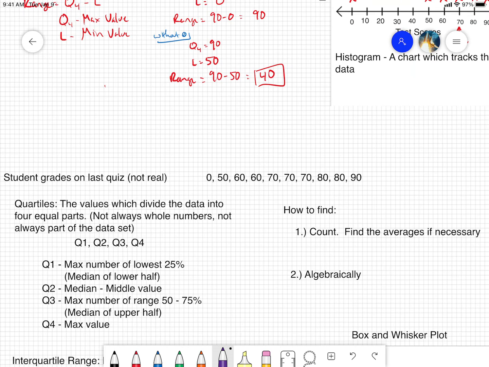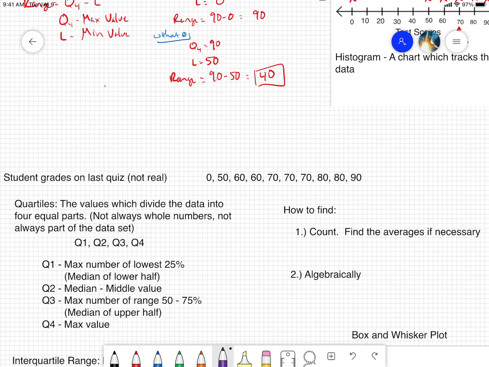So this is what we're going to call the 5-number summary. Again, we're going to use the student grades on the last test, the exact same data. Now we're going to divide them up into what we call quartiles. Quartiles are the values which divide the data into 4 equal parts. They're not always whole numbers, and most of the time they're not actually even part of our data set.